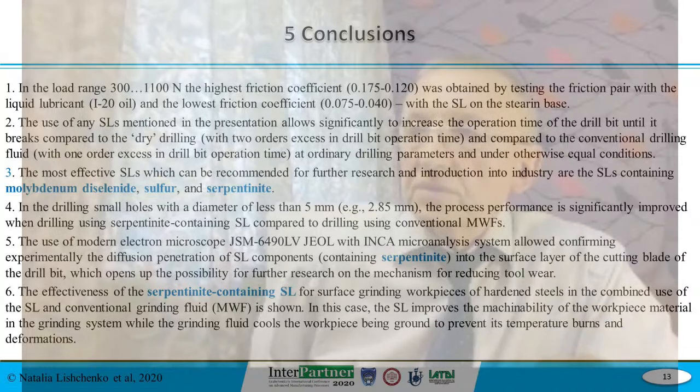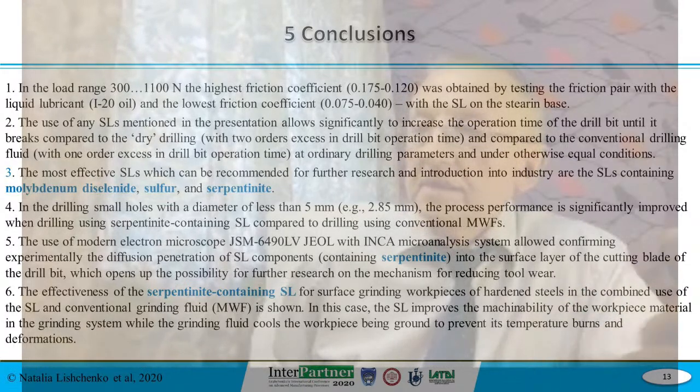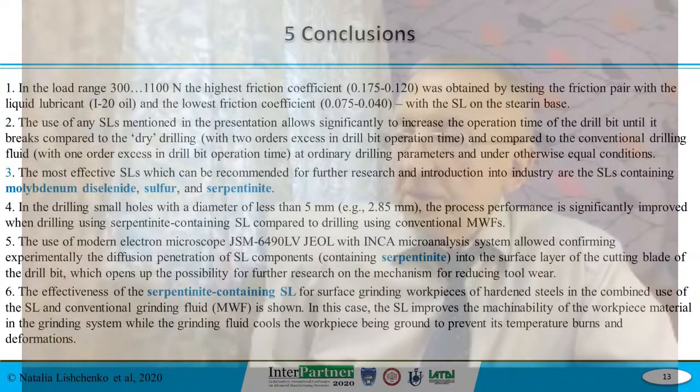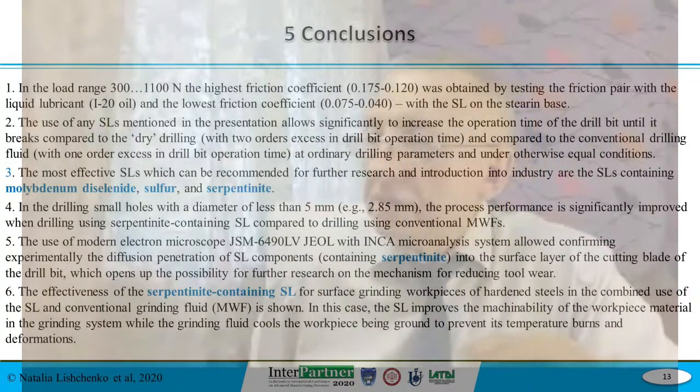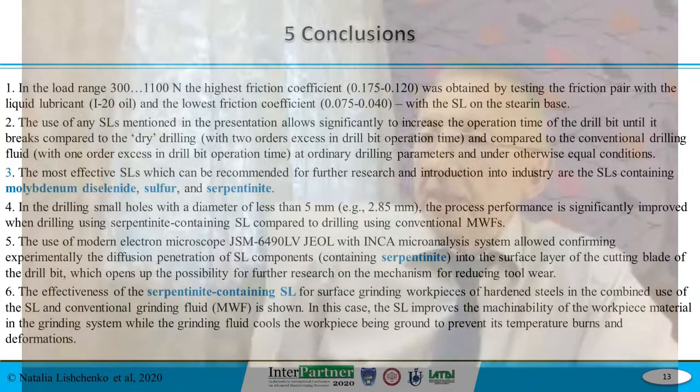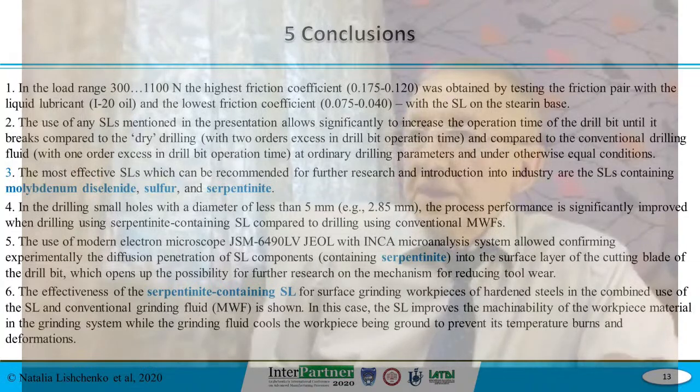Conclusion number 4. In drilling small holes with a diameter of less than 5 millimeters, for example 2.85 millimeters, the process performance is significantly improved when drilling using serpentinite containing SL compared to drilling using conventional metal working fluids. 5. The use of modern electron microscope with special software allowed confirming experimentally the diffusion penetration of SL components containing serpentinite into the surface layer of the cutting blade of the drill bit, which opens up the possibility for further research on the mechanism for reducing tool wear.